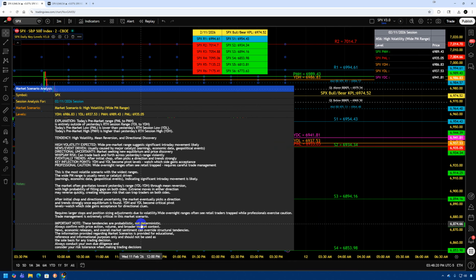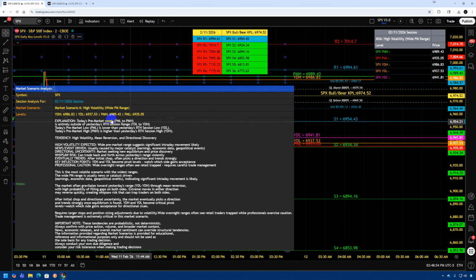These tendencies are probabilistic, not deterministic. Always confirm with price action, volume, and broader market context. News, economic releases, and overall market sentiment can override structural tendencies. The information provided regarding the market scenarios is provided for educational reference and informational purposes only. It should not be used as the sole basis for any trading decision. Always conduct your due diligence and consider your risk tolerance when making trading decisions.